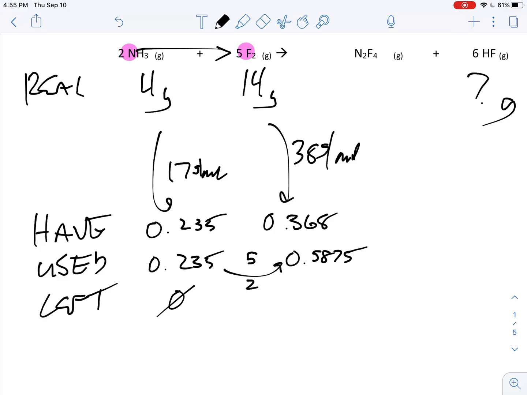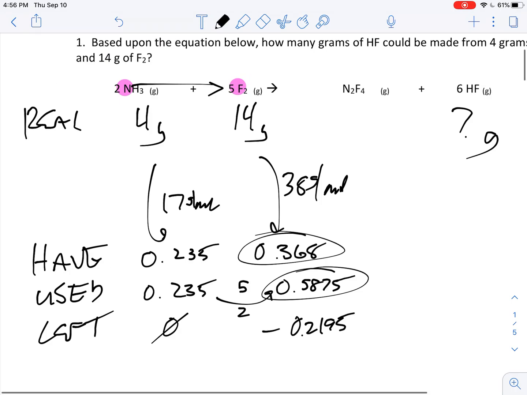Whoa, hold on. Time out. I only have 0.368. But in order to do this problem this way, I'm going to need to use 0.5875, which is more than what I have. Oh, you know what I did? I guessed wrong. 0.368 minus the 0.5875 is going to end up with negative 0.2195 moles down here.